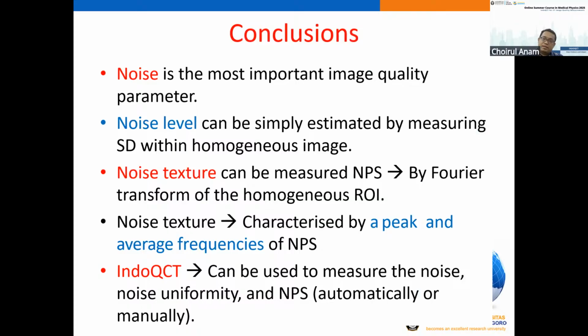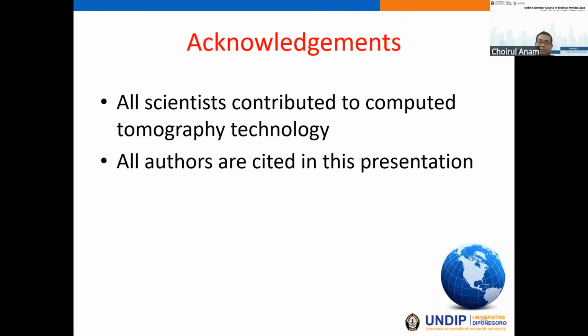Okay, we come to the conclusion. The noise is the most important image quality parameter. The noise level can be simply estimated by measuring the SD within a homogeneous image. The noise texture can be measured using the NPS by Fourier transformation on a homogeneous ROI. The noise texture is characterized by the peak frequency and the mean frequency. And IndoQCT can be used to measure the noise level, noise homogeneity, and also the NPS. Okay, I think this is all from me.